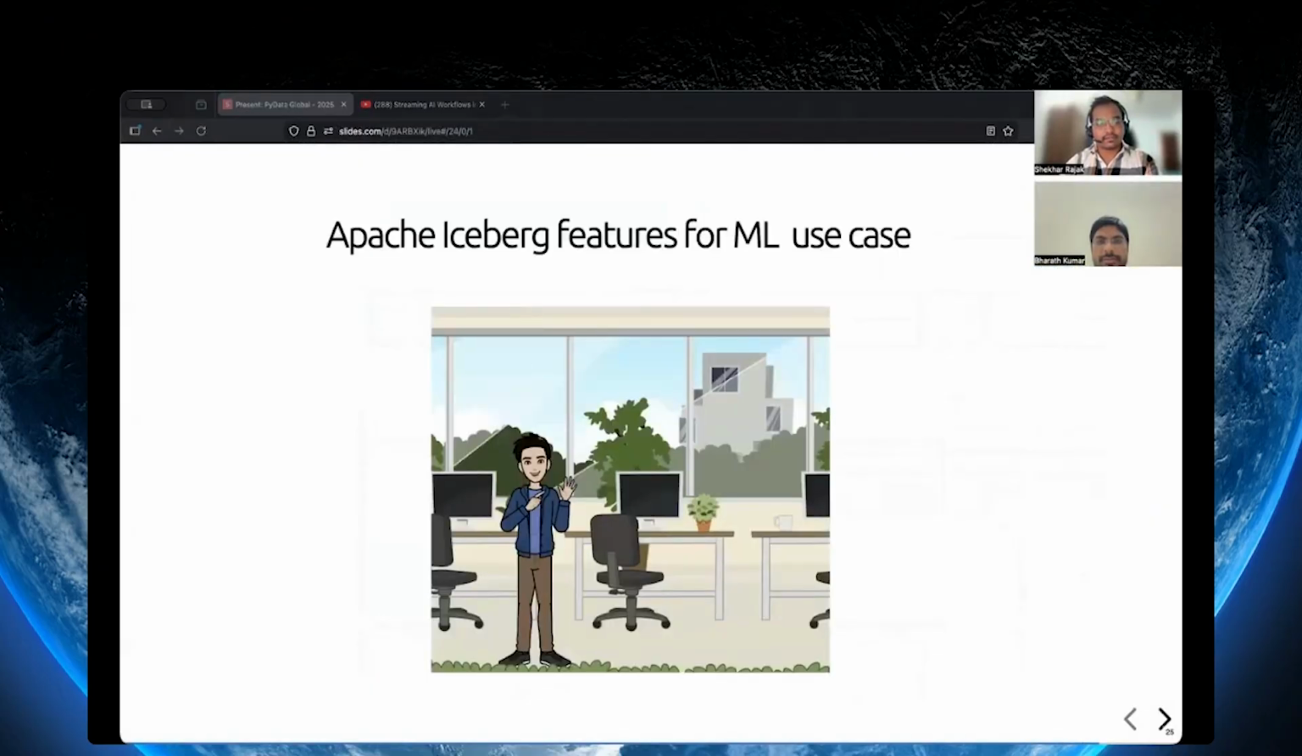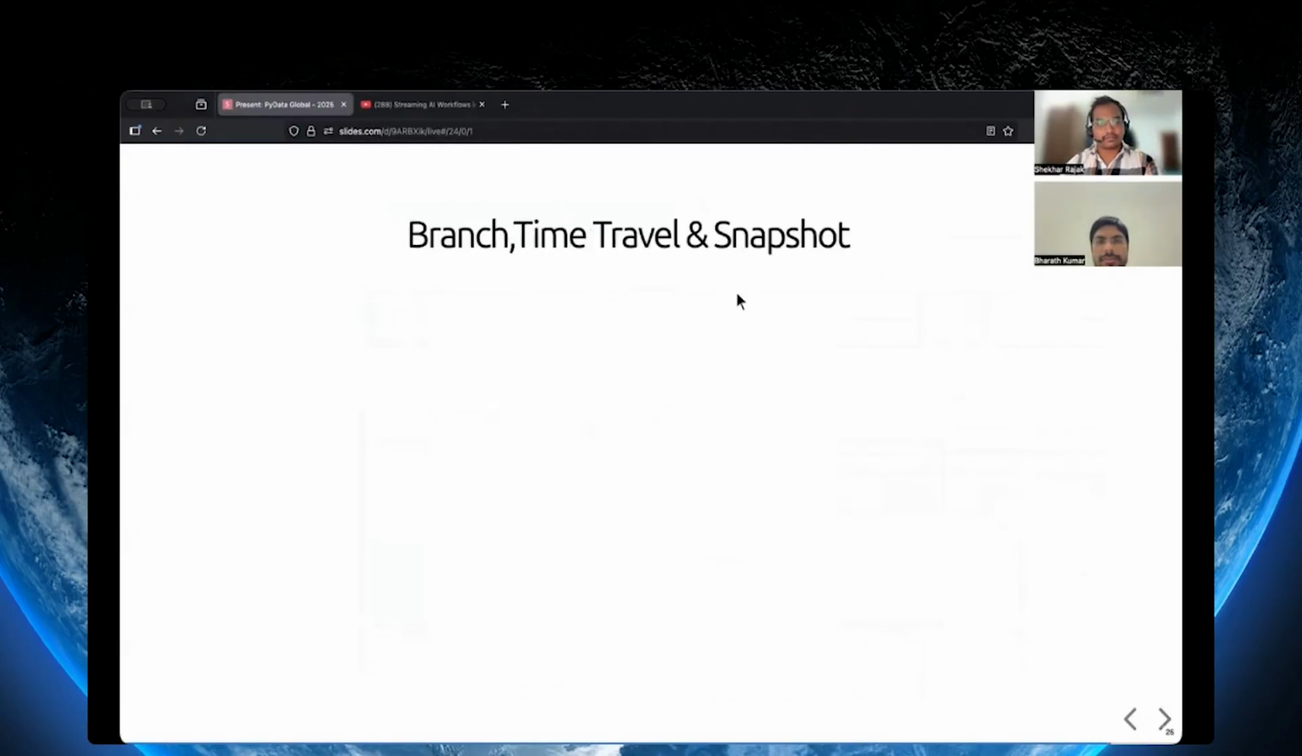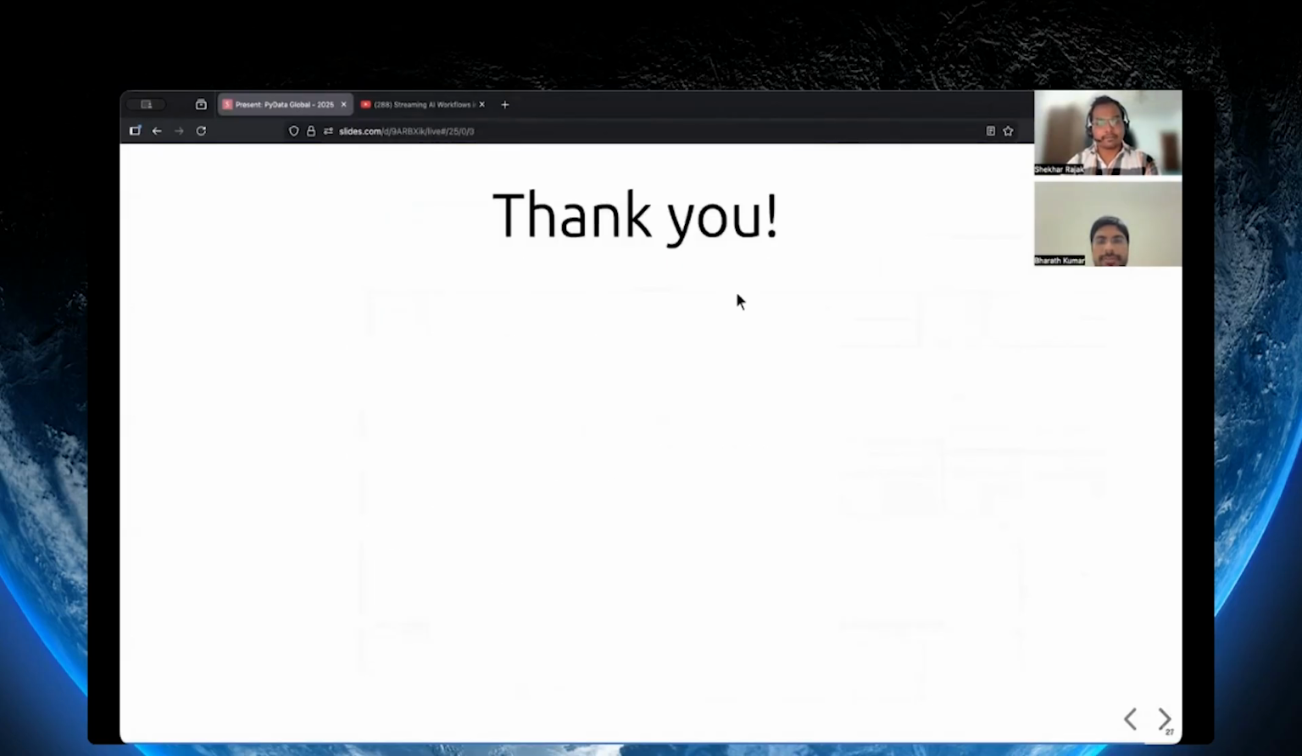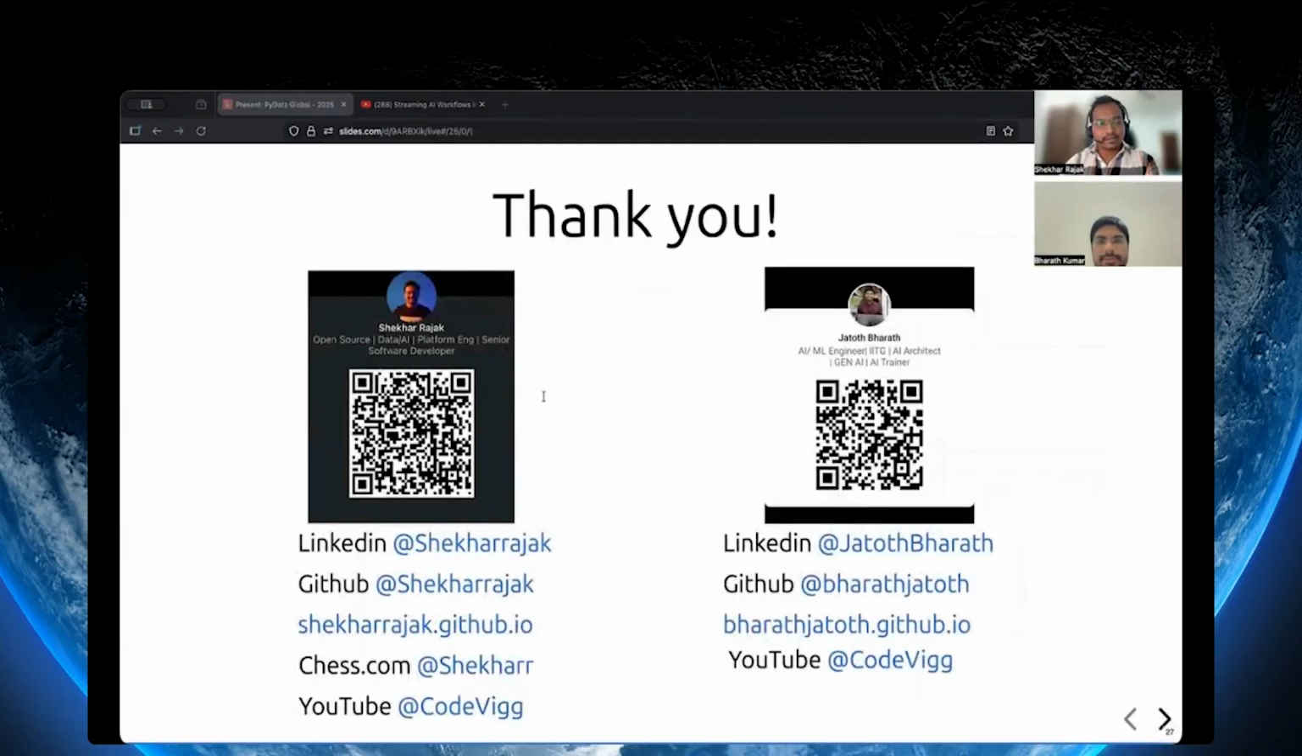Okay, I think we will be over time if we talk about the Iceberg part, but there are some features like branching, time travel, and a snapshotting mechanism that can help in different contexts, and that context helps in a more accurate response from the LLM. So this is what we wanted to cover in this section. So thank you so much.